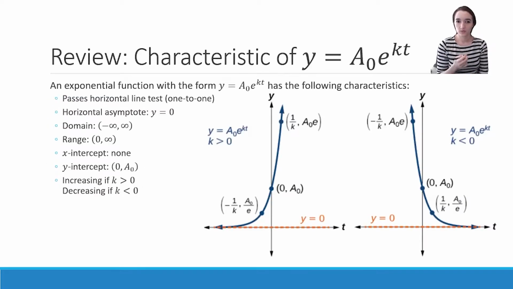So, quick review. Remember the characteristics of y equals a0 e to the kt. Specifically, it passes the horizontal line test, so it's 1 to 1. Its horizontal asymptote is at y equals 0. Its domain is all real numbers. Its range is 0 to infinity. It doesn't have an x-intercept. Its y-intercept is (0, a0).